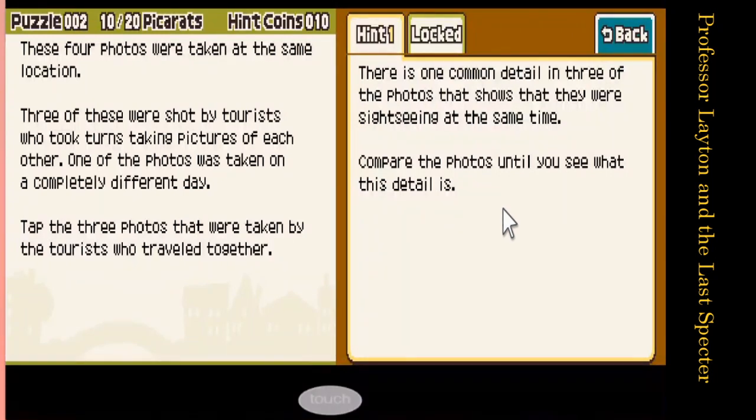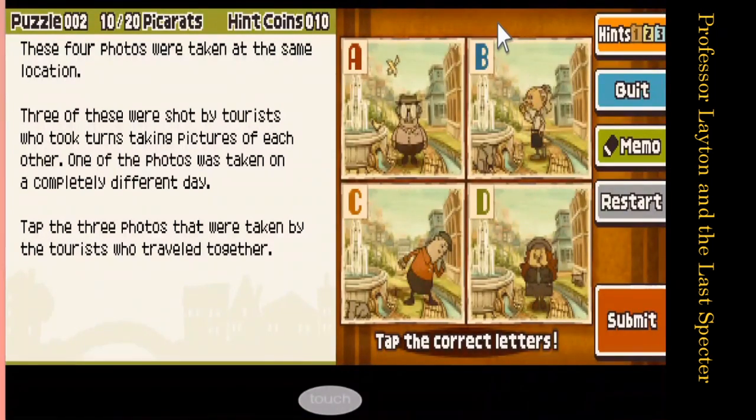There's one common detail in 3 of the photos that shows that they were sightseeing at the same time. Compare the photos to the one until you see what this detail is. Well, the dog wasn't it apparently. These two were there at the same time.